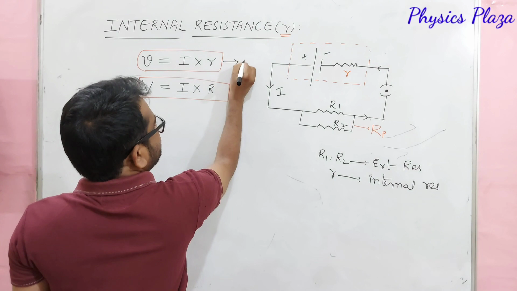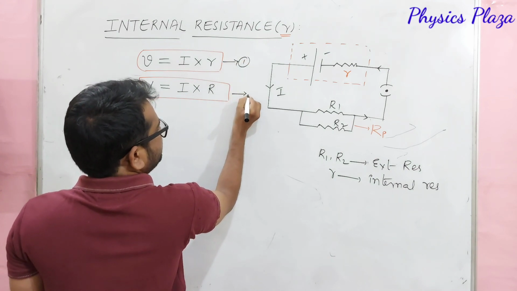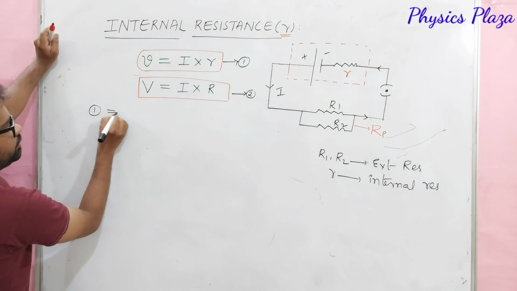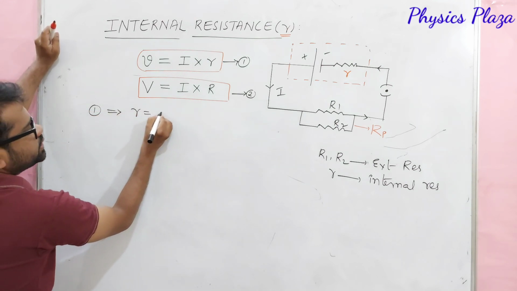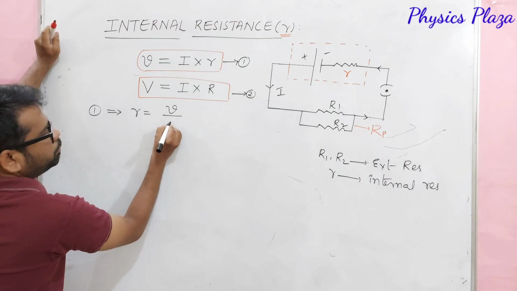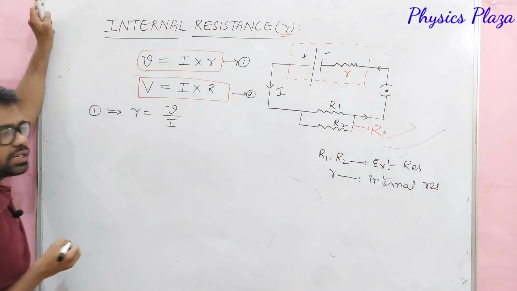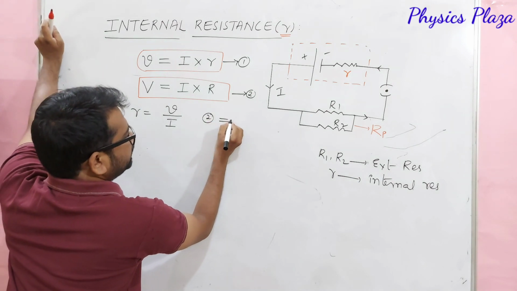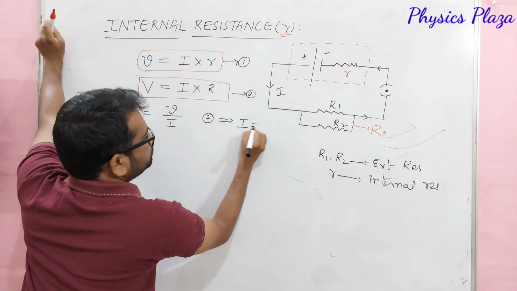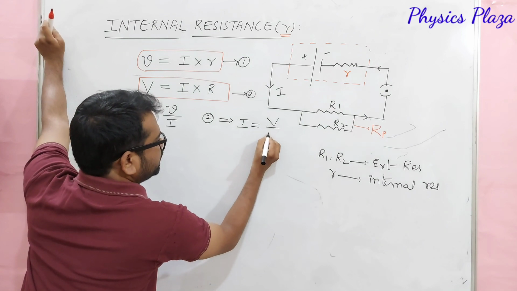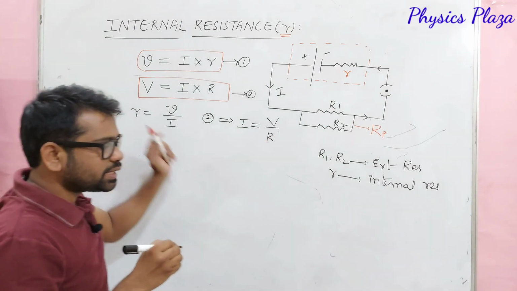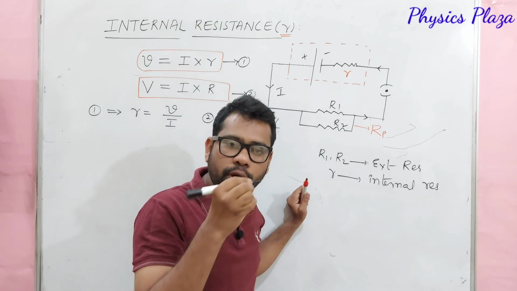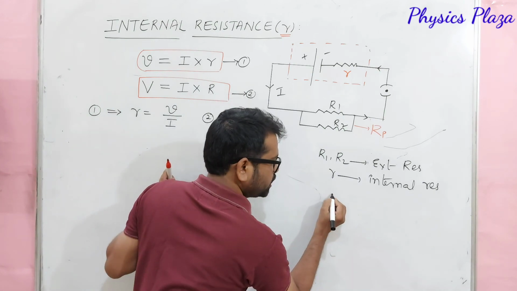Let it be equation 1 and here is equation 2. So children, can we write like this from equation 1, dear children? Can we write internal resistance is equal to potential drop by current? Yes, we can write. And from equation 2, can we write I is equal to V by R? Yes, we can write. And we just derived the expression which gives a relation between EMF, potential drop and terminal voltage.